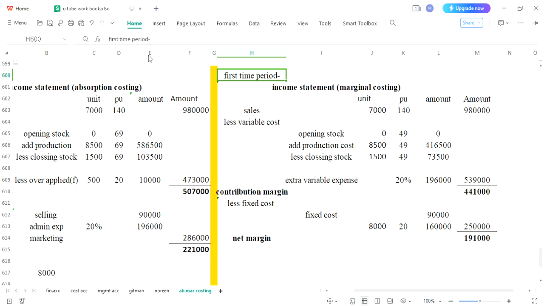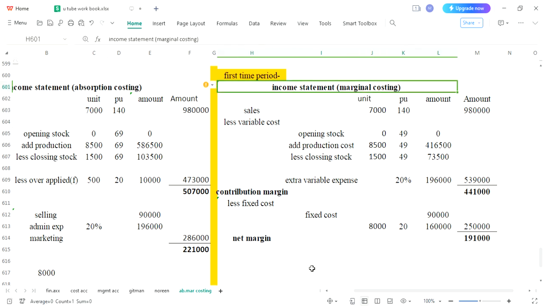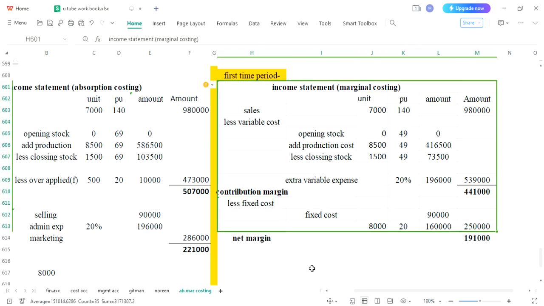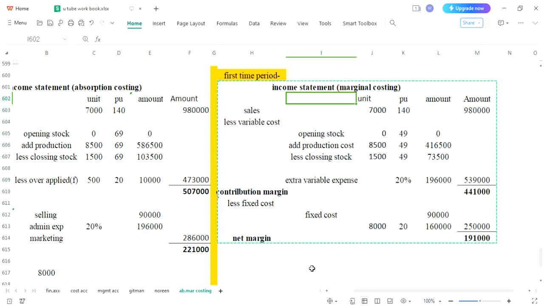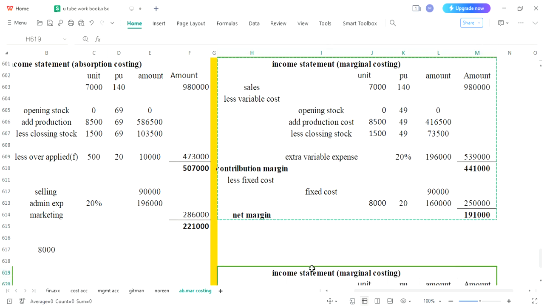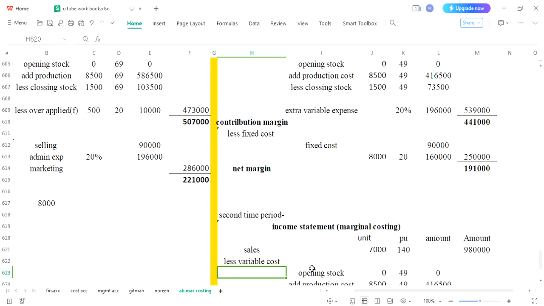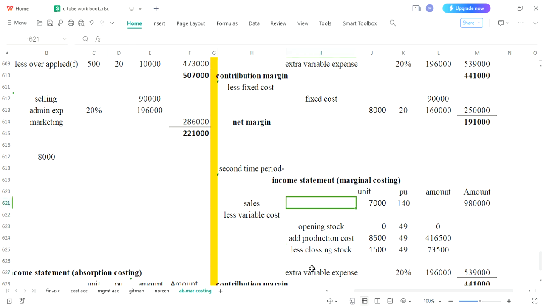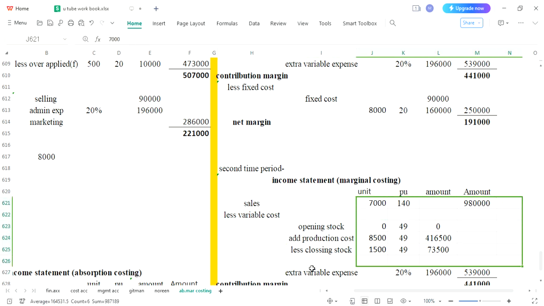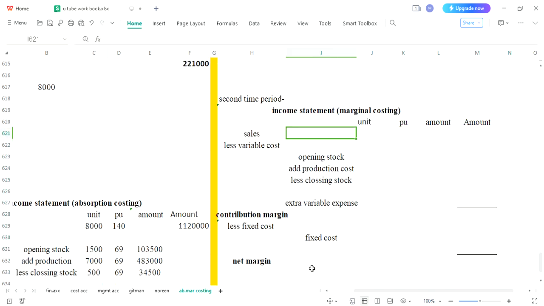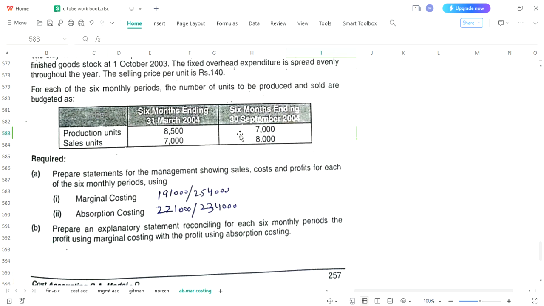We can mark it as completed part. And for second part, a little bit easy for me, I will take this statement and use it to make income statement marginal costing for second part. Here I will write down the second time period. Okay, since these amounts were calculated for first portion, we don't need them, we can remove them. For second part, you will come over here. This is your second part or second 6 months period.